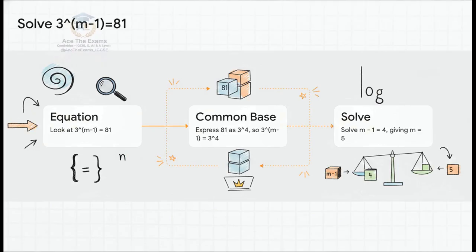Because both sides now have a base of 3, we literally just lift the indices off and set them equal to each other. It becomes a basic linear equation. m-1 equals 4. Add 1 to both sides, and m equals 5. Alex would try to guess and check numbers for 10 minutes. You just apply the common base strategy and sweep up the points.